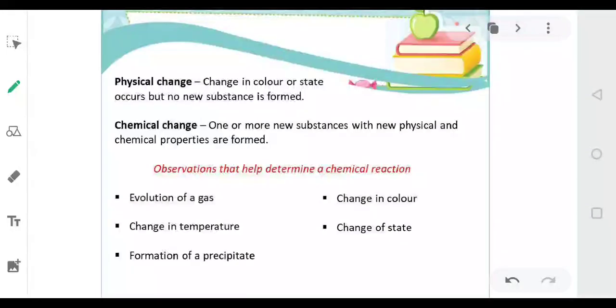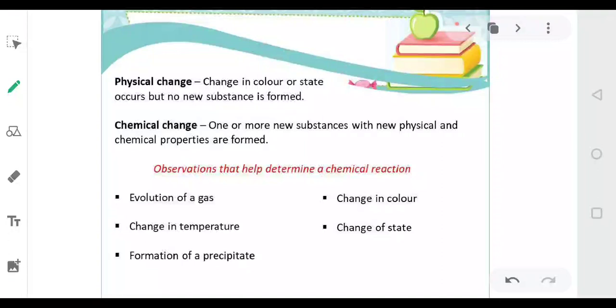What are physical and chemical changes? Physical change: change in color or state occurs but no new substance is formed. Examples of physical changes: chopping of wood, melting of ice. Here, no new substance is formed. Second, chemical change: one or more new substances with new physical and chemical properties are formed. Examples of chemical change: digestion, burning of magnesium ribbon, and so on.